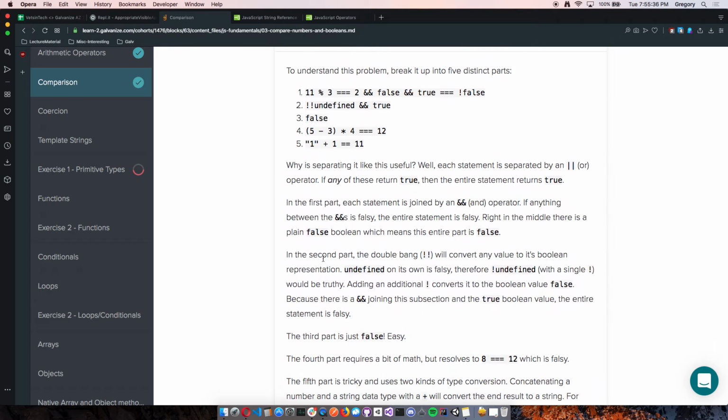Let's see. In the second part, the double bang will convert any value to its Boolean representation. Undefined on its own is falsy, and therefore not undefined would be truthy. Adding an additional, oh, so it's, yeah.